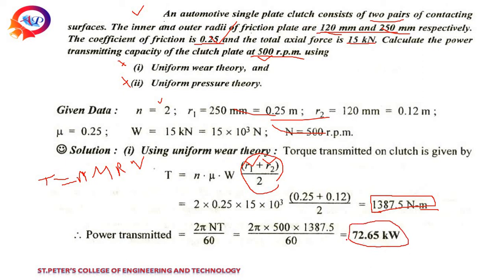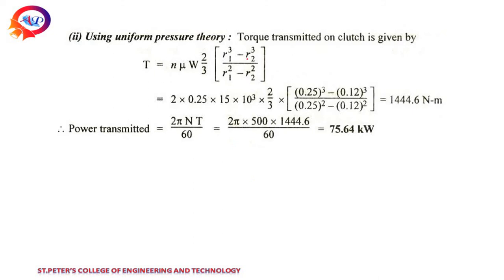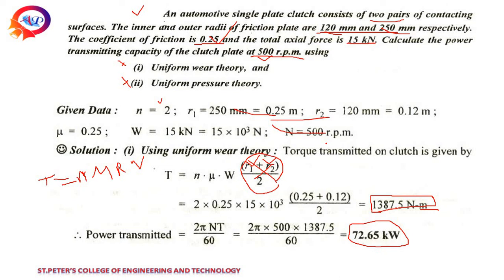Similarly, in case of uniform pressure theory, what is the difference? Instead of (R1 plus R2) by 2, we use 2 by 3 into (R1 cube minus R2 cube) divided by (R1 square minus R2 square). Only the capital R changes. So I substitute and you will get the value. This is your torque. Then the power transmitted is 75.64 kilowatt, and here it is 72.65 kilowatt. Okay, so this is the basic design. It is a very easy problem, nothing to worry about.